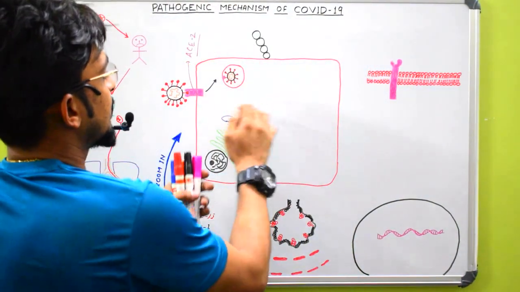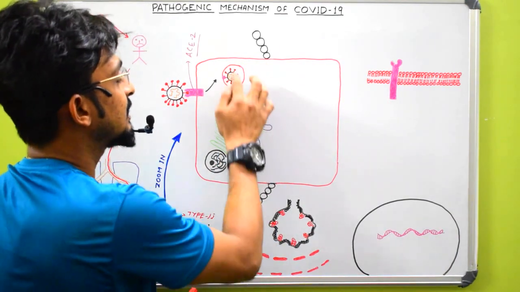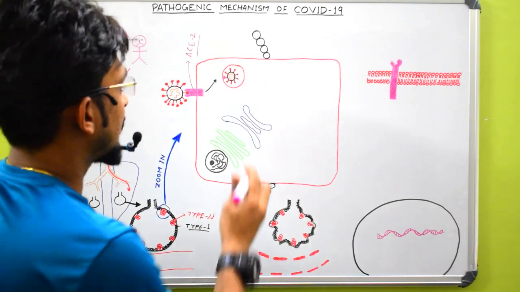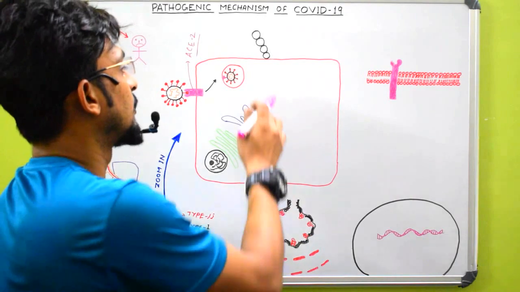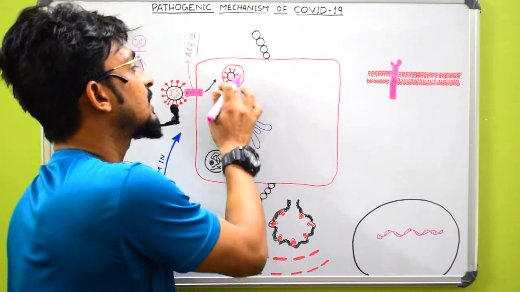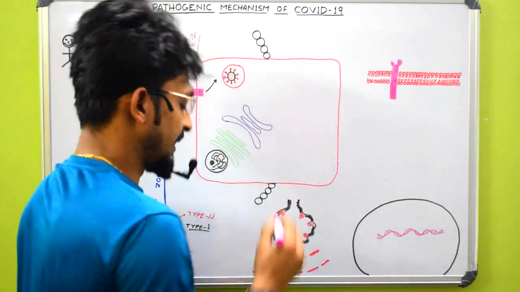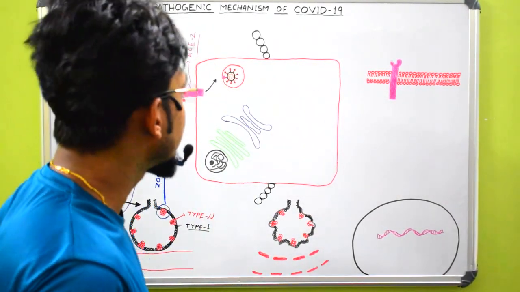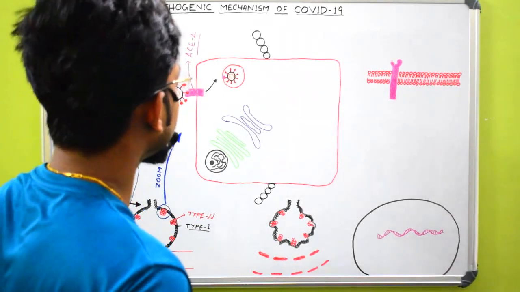So let's concentrate on this particular region. Here the endosome is there, and inside the endosome the virus is present. Now, as soon as it is fused with the lysosome, it will make the environment of this endosome a little bit more acidic, and the virus will release its genetic content, that is the positive single-stranded sense RNA.